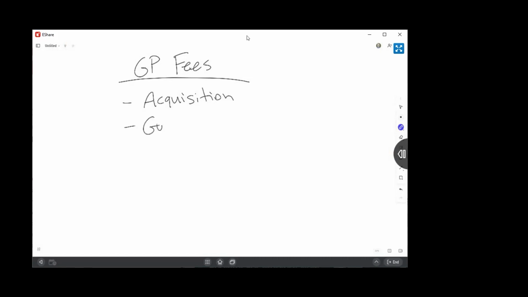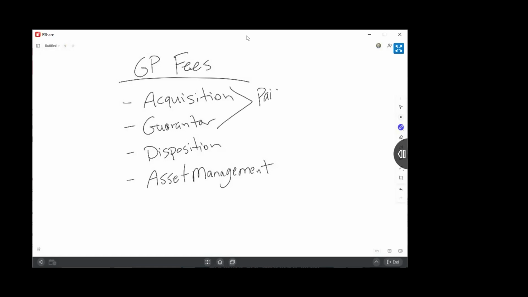You can have what's called a guarantor fee for someone to sign on the loan. You can have disposition fees. And then you can also have asset management fees. These are the common ones that we use with our group. The acquisition fee is these right here. These two are paid at closing. Typically, the acquisition fee is going to be 1 to 4%, depending on the size of the asset.